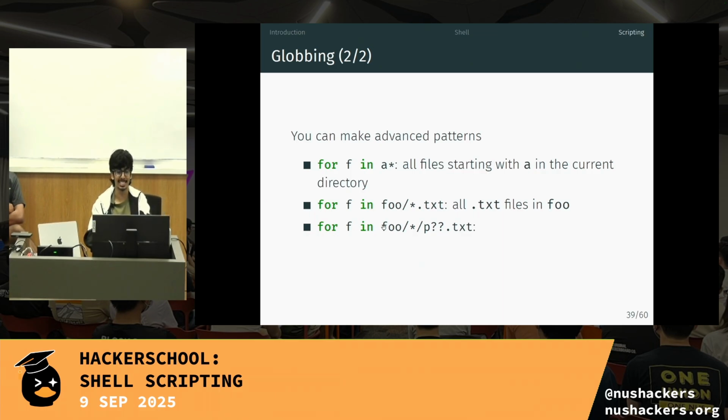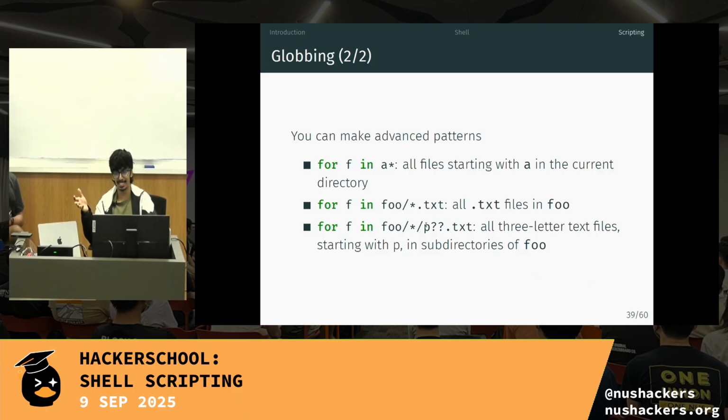You could do something as complicated as this: foo/star/p question mark question mark. So what this means is basically all 3-letter text files. So it must be 3 letters, but the second 2 letters can be anything. So it must start with P, and there must be text files in subdirectories of foo.